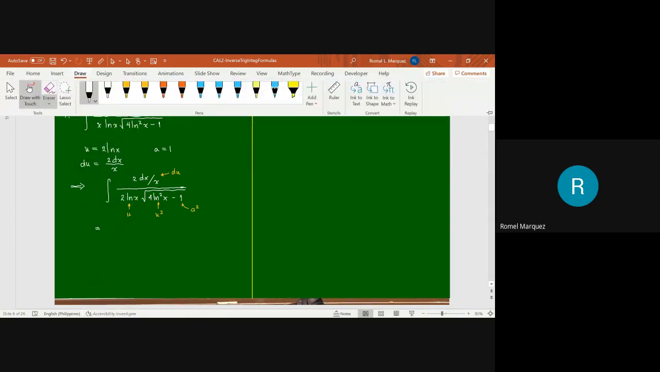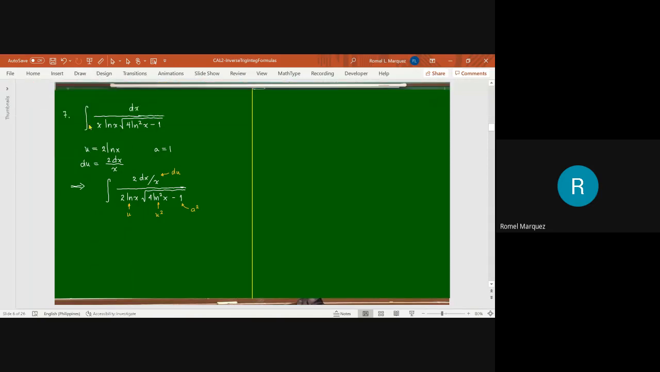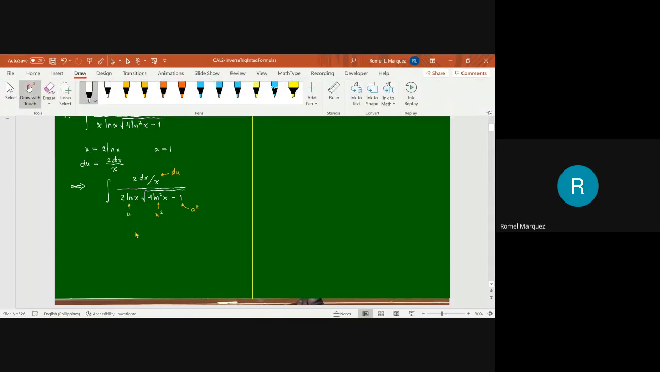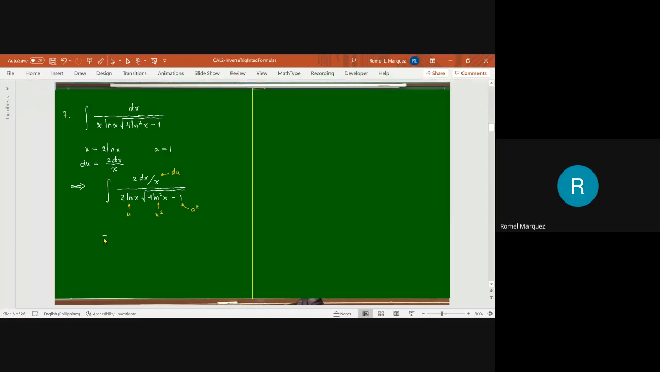What's the answer, guys? Ano yung 1 over A? 1 over 1, so wala na, no? Arctangent of U. What is U? 2 ln x over A. Pero wala na yon, no? Kaya simply 2 ln x. Yan. Plus the beautiful C.